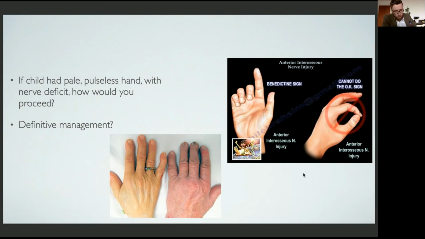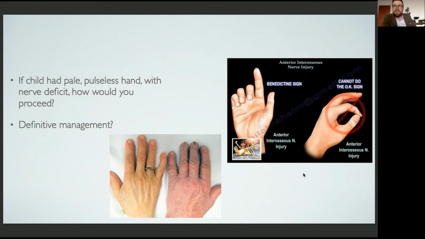It's a pale, pulseless hand. My main question is, are you going to A, discharge the patient, B, admit the patient to the ward, C, have a discussion with your registrar about taking them to theater, D, something else?